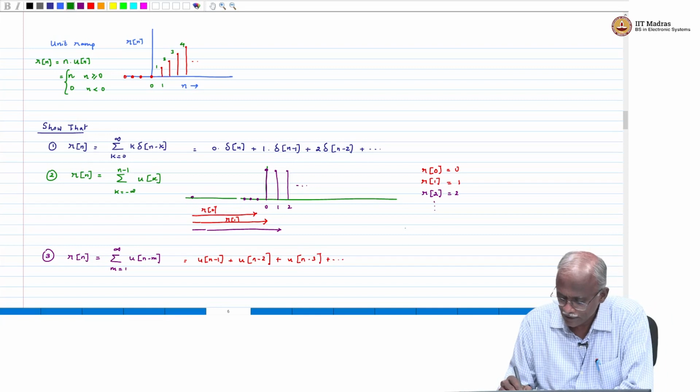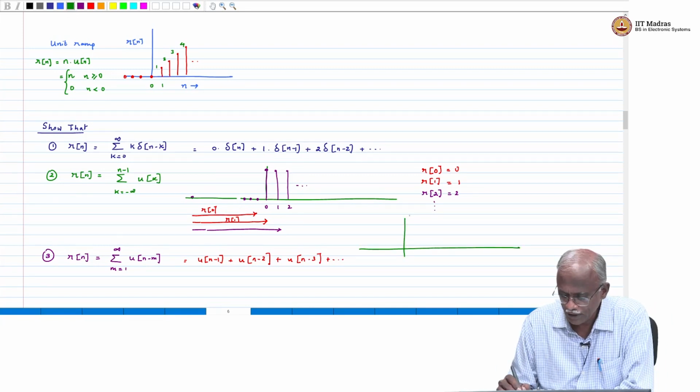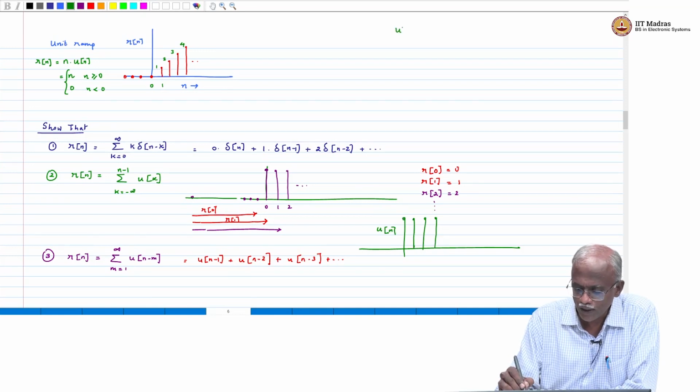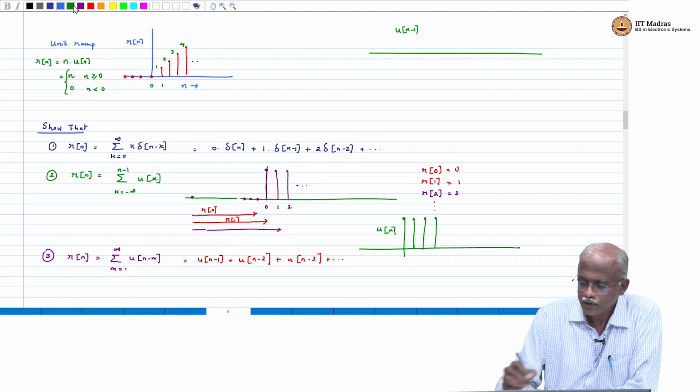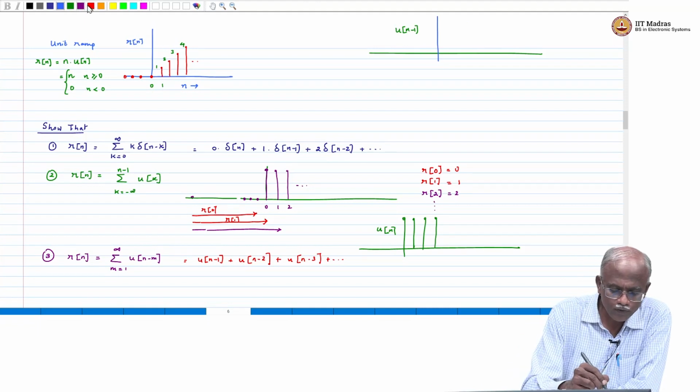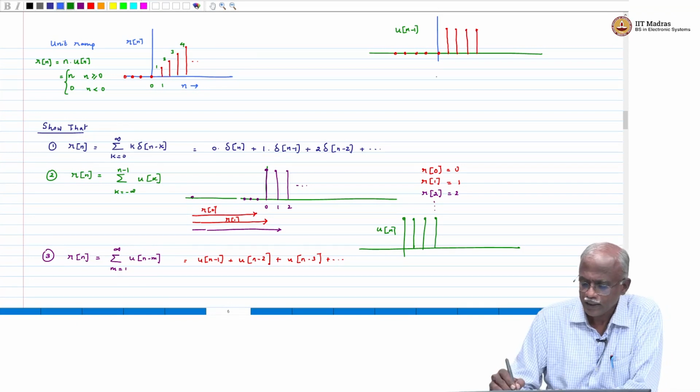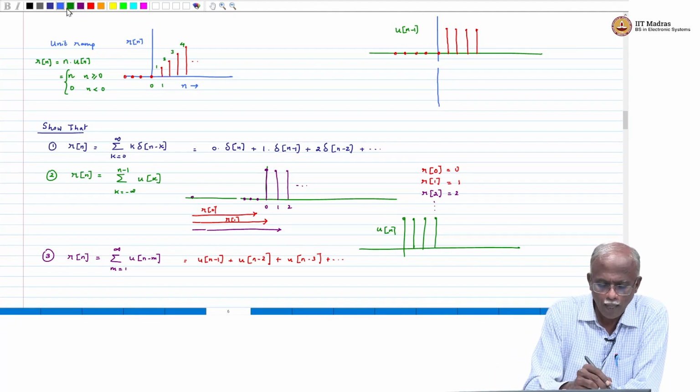So, what is u of n? U of n starts at time n equal to 0. Okay, but what we need is u of n minus 1. This is the origin, it has got zeros all the way from minus infinity to here, and at this point it starts to become 1. This is u of n minus 1, the unit step delayed by 1 unit of time.